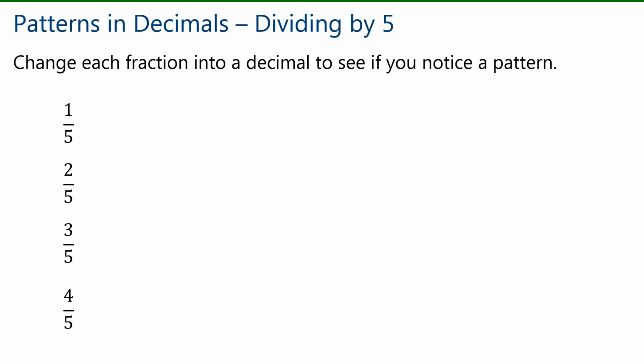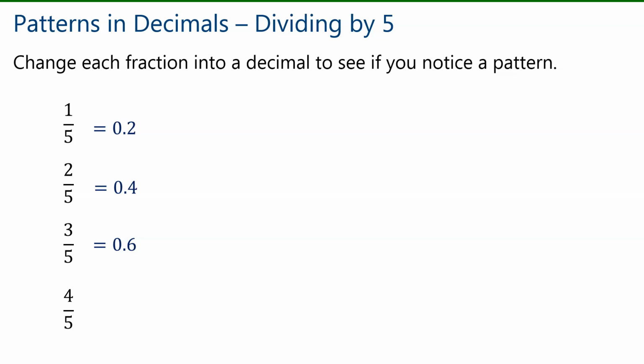Now let's look at this set of fractions where we are dividing by 5. So 1 divided by 5 is a fraction you should be familiar with. So we don't really need a calculator for that. That is 0.2. Now you can use a calculator to do 2 divided by 5. That is 0.4. You can use a calculator for 3 divided by 5. That is 0.6. So what we have here are all terminating decimals as opposed to repeating.